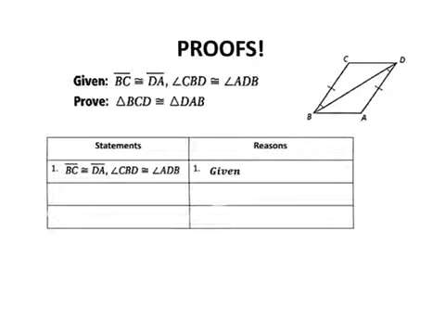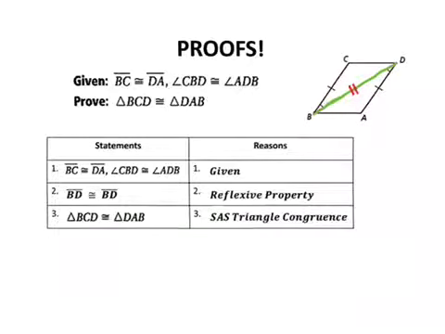Well, what else do we have? The two triangles appear to share this common side. Anytime two triangles are sharing a common side, we can use the reflexive property to show congruence here. So we should be able to recognize that BD is congruent to BD by the reflexive property. With that, we now have enough information to use side angle side to prove the two triangles congruent.